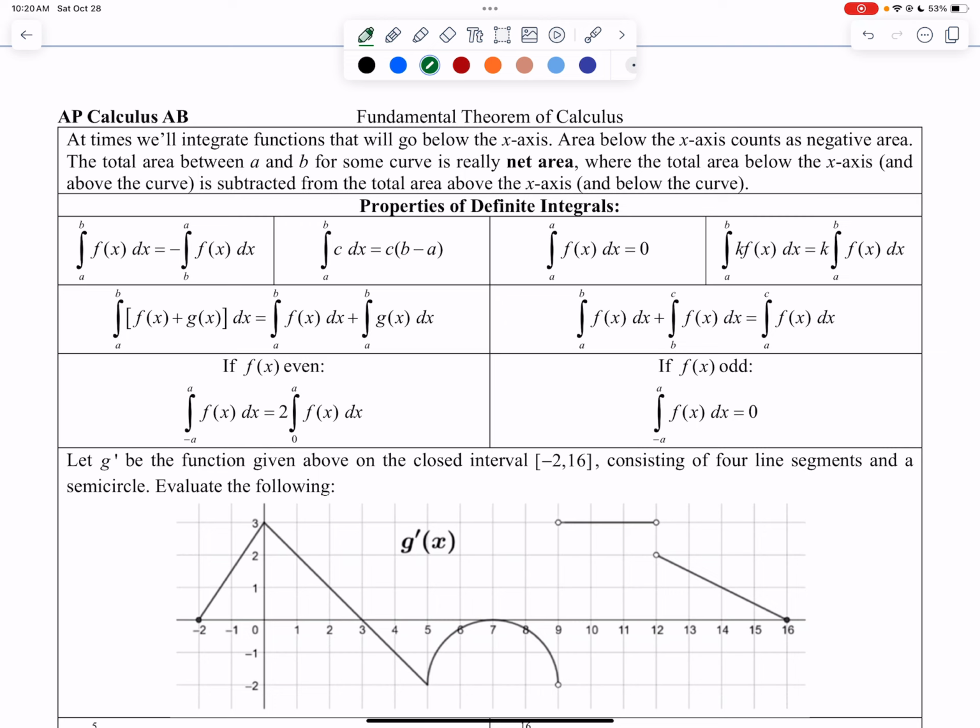But sometimes whenever we are dealing with functions, we might need to integrate them and find the area below the x-axis, and the area below the x-axis actually represents negative area. So the total area from a to b for some curve is actually called the net area, where we are going to be adding area from above the x-axis and then subtracting area below the x-axis.